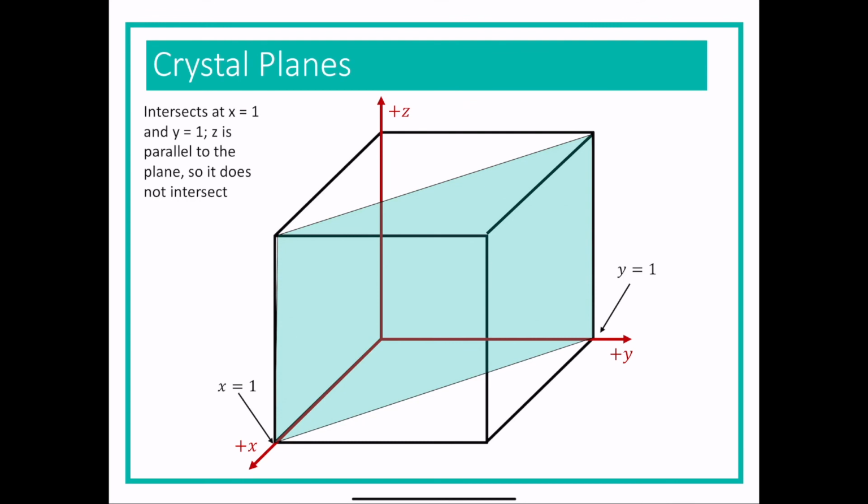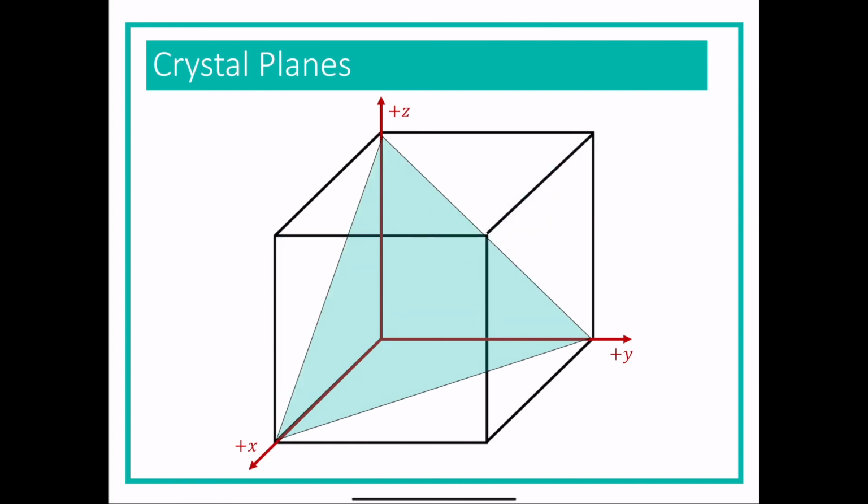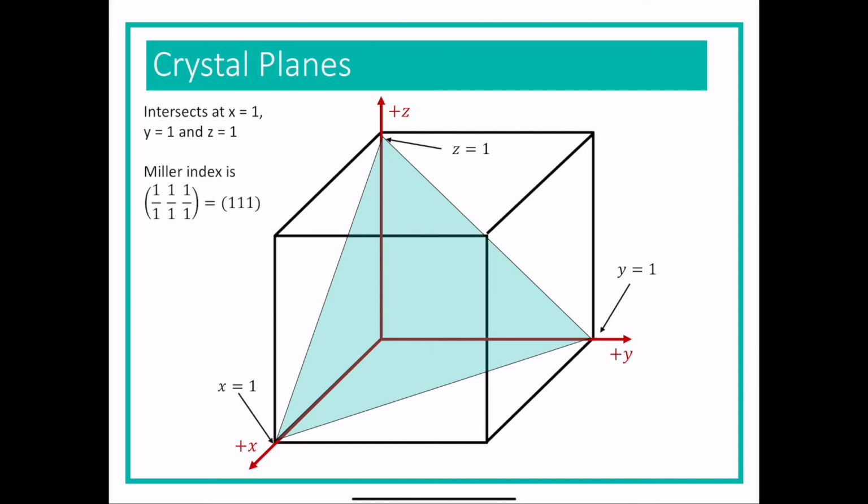So the Miller index is 1 over 1, 1 over 1, and z doesn't intersect, so it's 1 over infinity, and we get 1, 1, 0. That's the 1, 1, 0 plane of the unit cell. We can also have a plane that intersects each one of these at 1, so we can actually intersect at x equals 1, y equals 1, z equals 1. And when we do that, the Miller index is just 1, 1, 1.